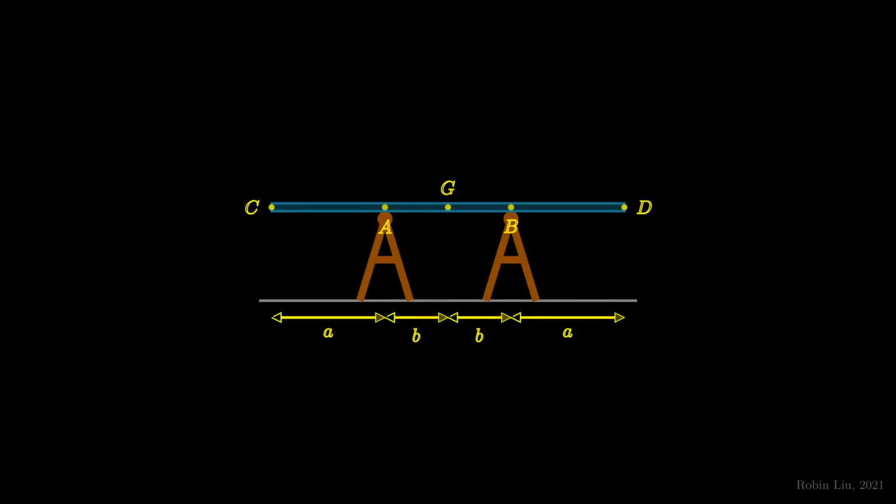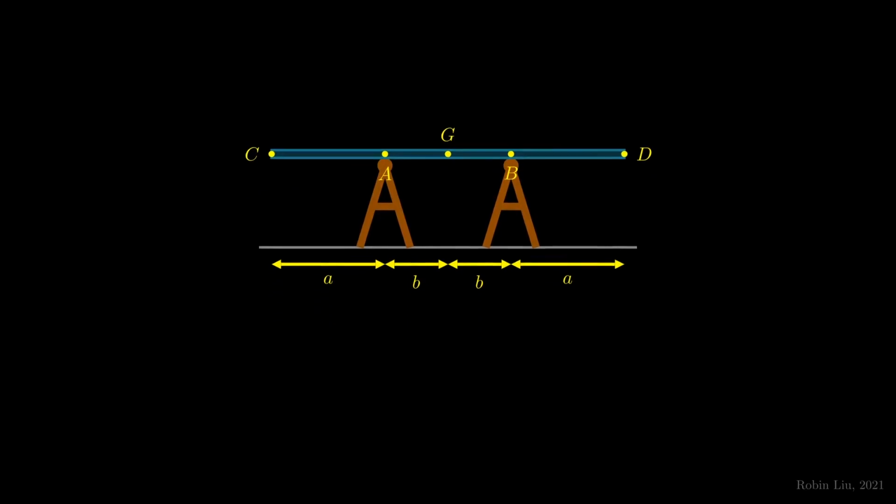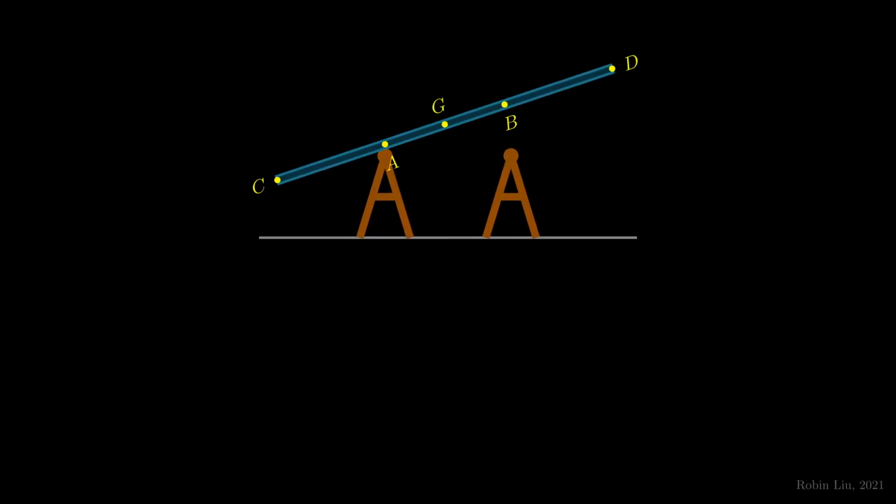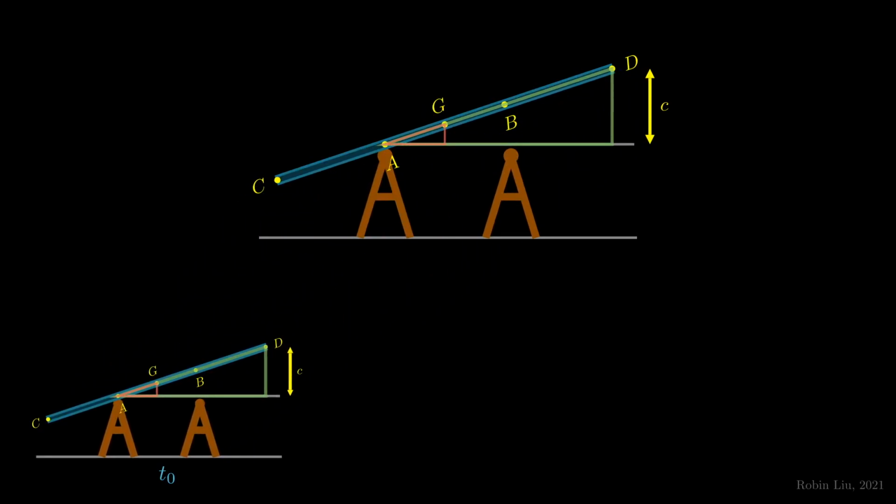This problem has three important points in time. There is the initial state, where the beam pivots at point A, and point D is lifted by a height of C. I'm going to label two similar triangles in green and red respectively, which we will use for analysis later. I'll call this time T0.